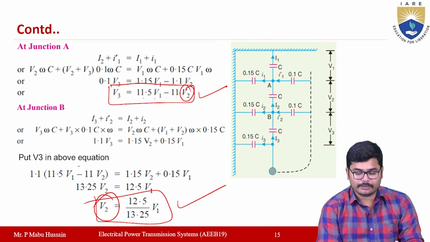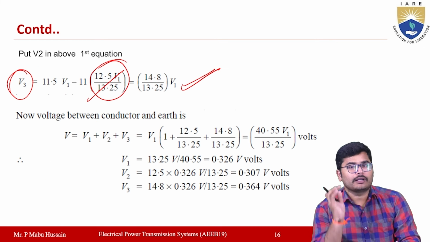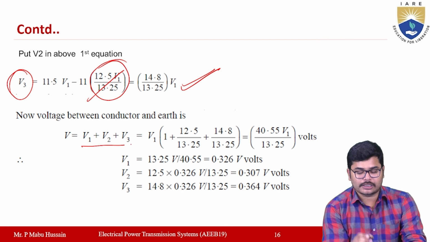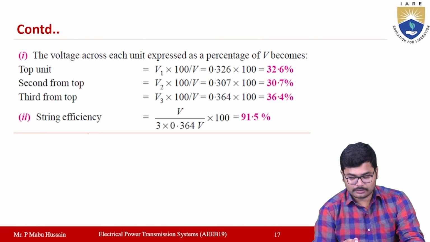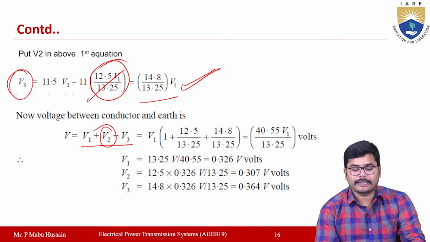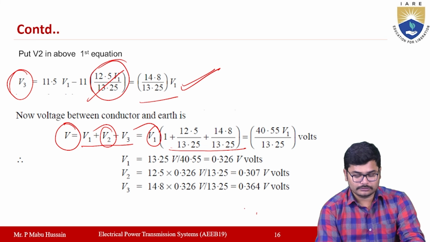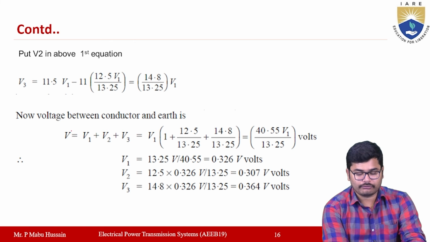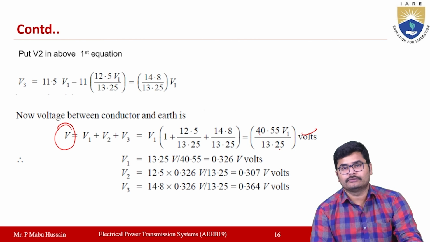From this equation you are getting V2 in terms of V1. Then the total voltage, which is the voltage across the conductor and earth, is the sum of all the voltages: V1 plus V2 plus V3. Now V2 is 12.5 by 13.25 V1 and V3 is 14.8 by 13.25 V1. If you substitute those values, then you get the value of V in terms of V1, which is 40.55 V1 by 13.25.